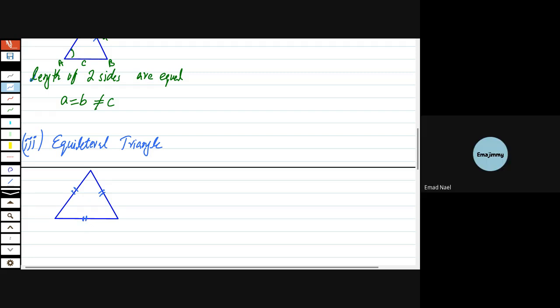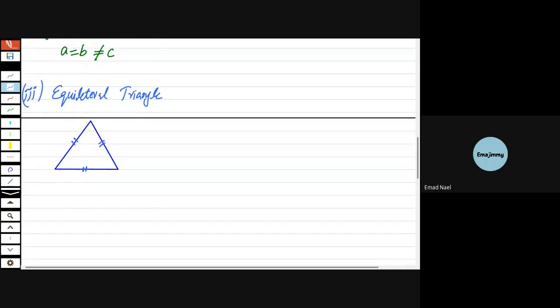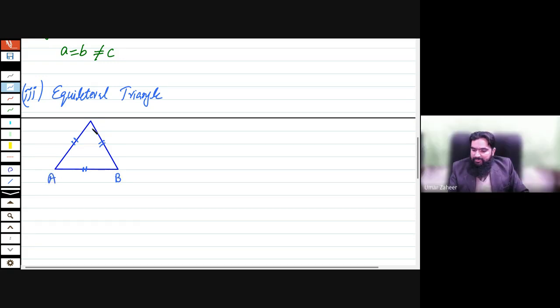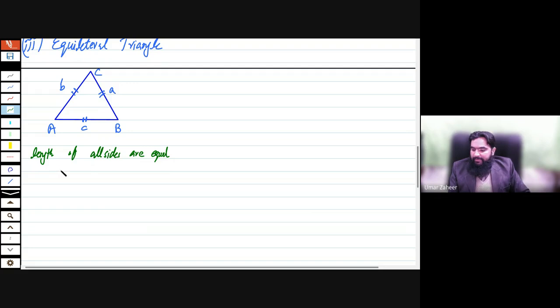Sir, when all of its sides have the same length. Yes. If all the sides are going to be equal, such a type of triangle is known as an equilateral triangle. The lengths of all sides are equal. Such a triangle is known as an equilateral triangle, meaning side A is equal to side B is equal to C.